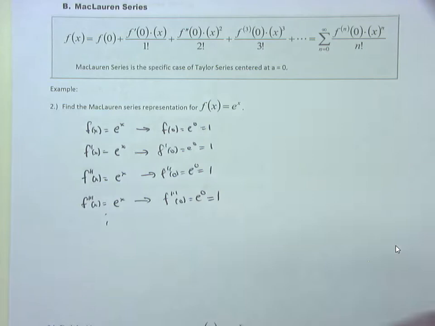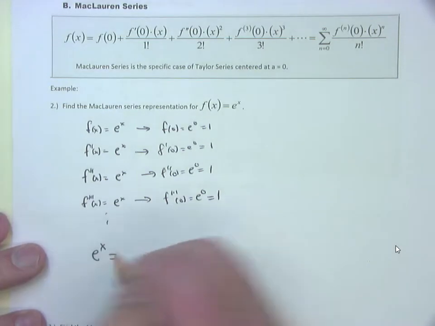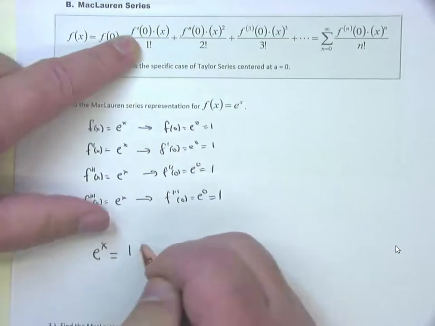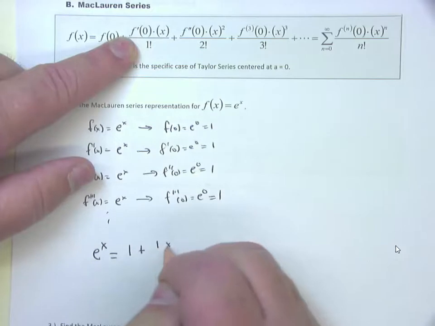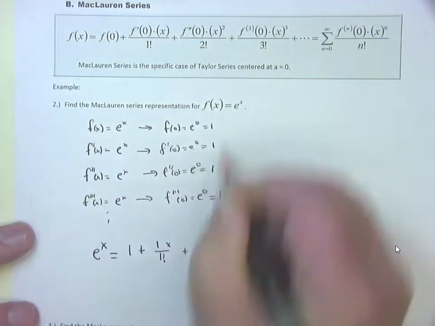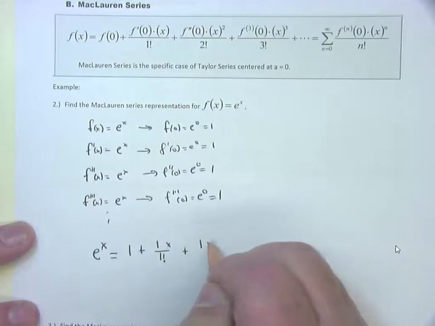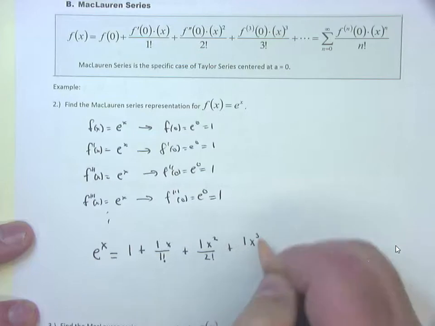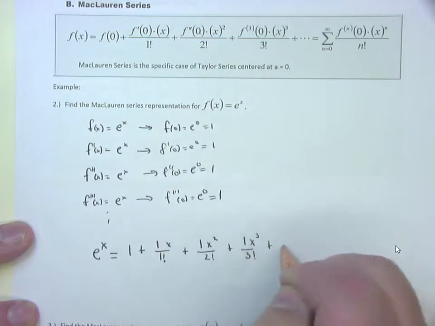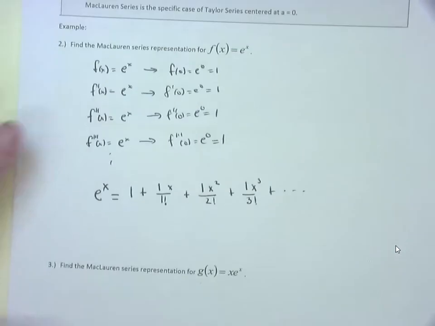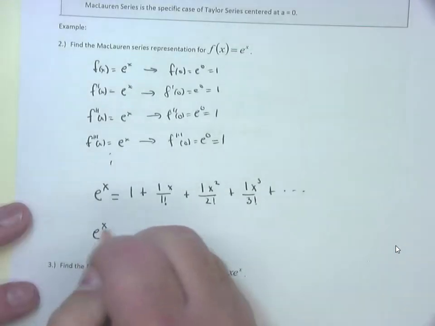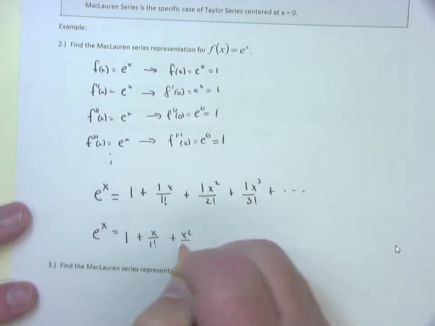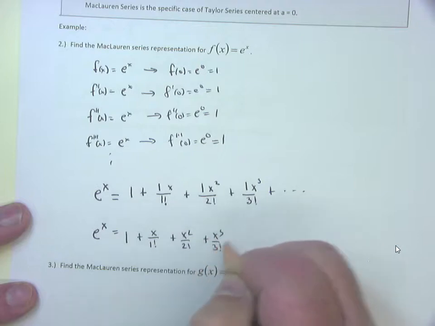So when I write this thing out, e to the x is going to be equal to f of 0, which is 1, plus f prime of 0, which is 1, times x over 1 factorial, plus f double prime of 0, which is 1, times x squared over 2 factorial, plus f triple prime of 0, which is 1, times x cubed over 3 factorial, plus dot, dot, dot. Well, if you clean this up, your Maclaurin series for e to the x is 1 plus x over 1 factorial, plus x squared over 2 factorial, plus x cubed over 3 factorial, plus dot, dot, dot.